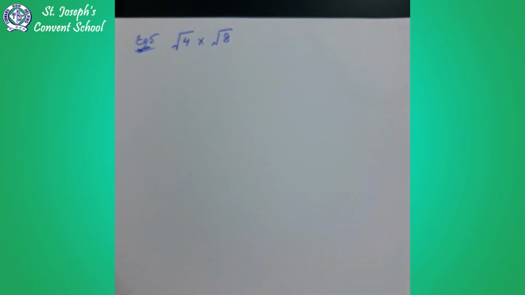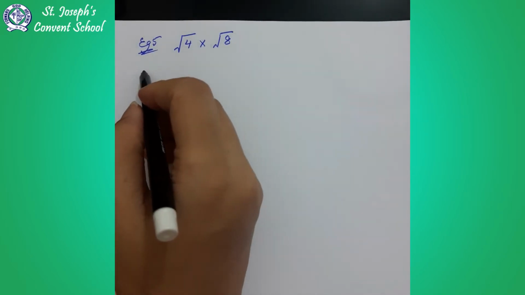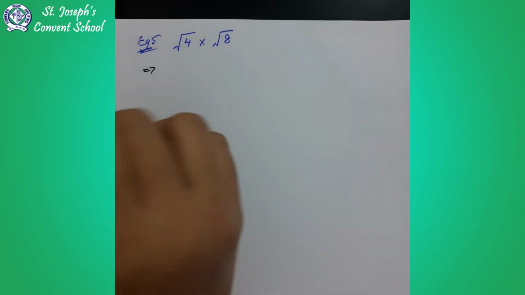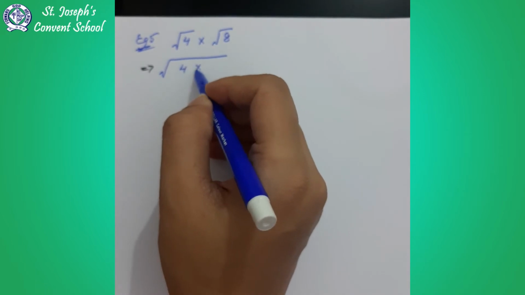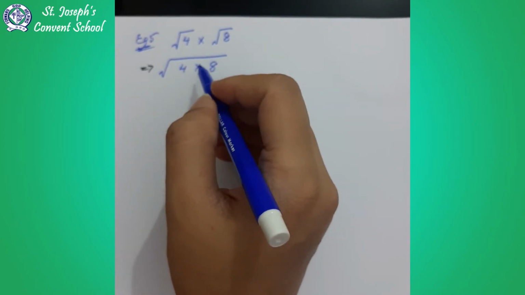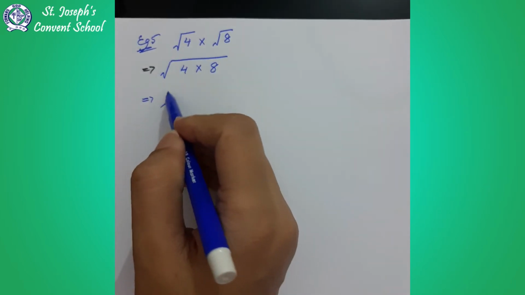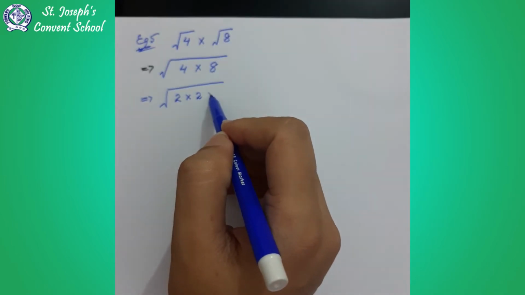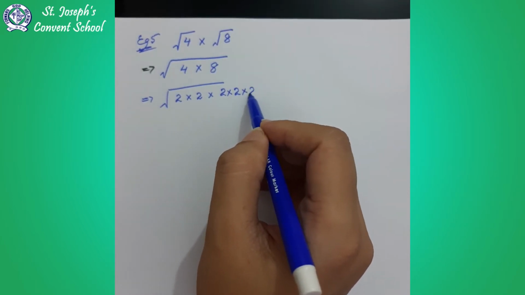Now how to find the root of under root 4 and under root 8? Both are in the root sign, so you can write them in one root sign. Under root 4 into 8. Now don't multiply them, make factors of 4 and make factors of 8. Factors of 4, 2 into 2. Factors of 8, 2 into 2, 4 into 2, 8.